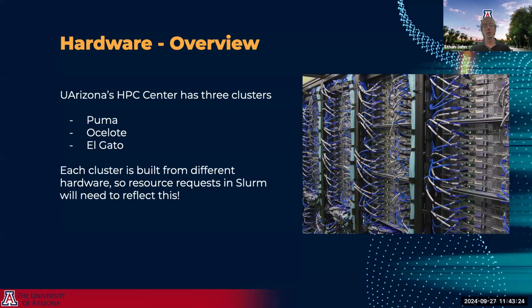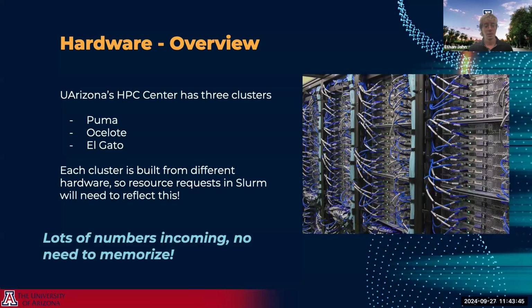So we have 3 clusters on the HPC Center: Puma, Ocelote, and Elgato. Each cluster is built from different hardware, so resource requests in Slurm will need to be tailored to which particular cluster you're submitting to. If I write a resource request for Puma, it might look a little bit different than the resource request that I'm submitting to Ocelote. So that's important to keep in mind. So lots of numbers incoming in the next couple of slides. You don't need to memorize these. They are in the documentation. But it may be that you do end up memorizing them after familiarizing yourself with them, but at least right now, don't feel like you have to.